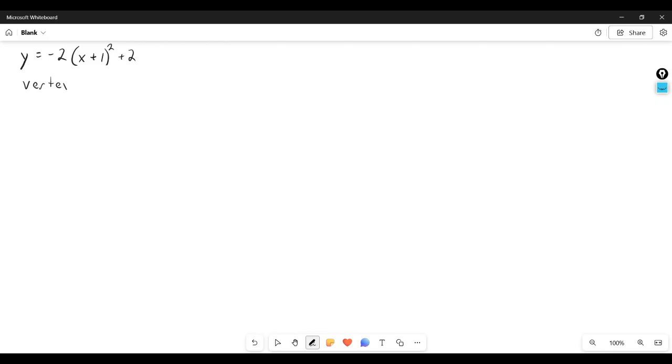Vertex. You can just read it off. It's going to be at x equals, what x makes this 0? When x is minus 1. Also, it's going to be the opposite sign of that. So we have x equals minus 1. And the biggest y will be, well, at least the vertex y coordinate will be this plus 2.